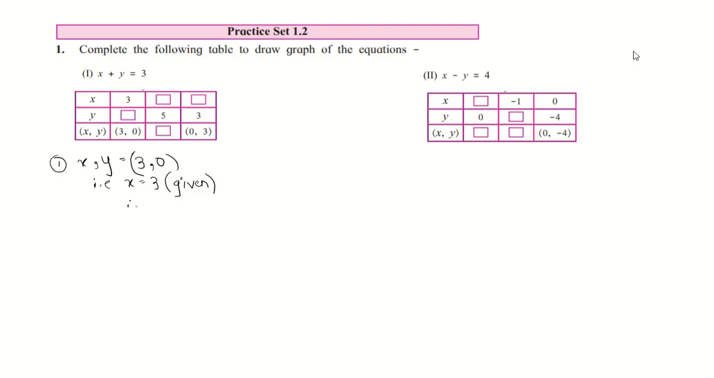Therefore y is equal to 0. Right, 3 is this and y is this, where x plus y, the total, is 3. Therefore if we add 3 and 0, we will get the answer as 3.